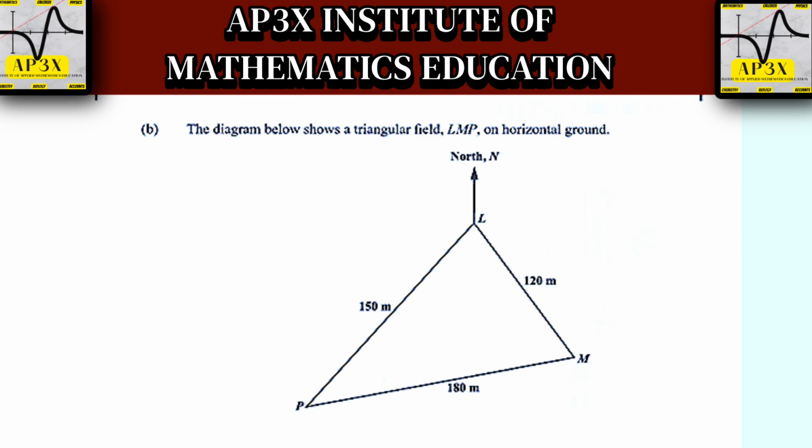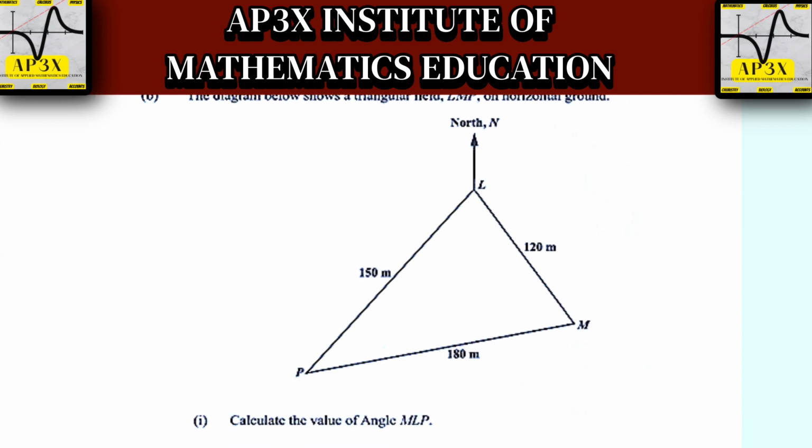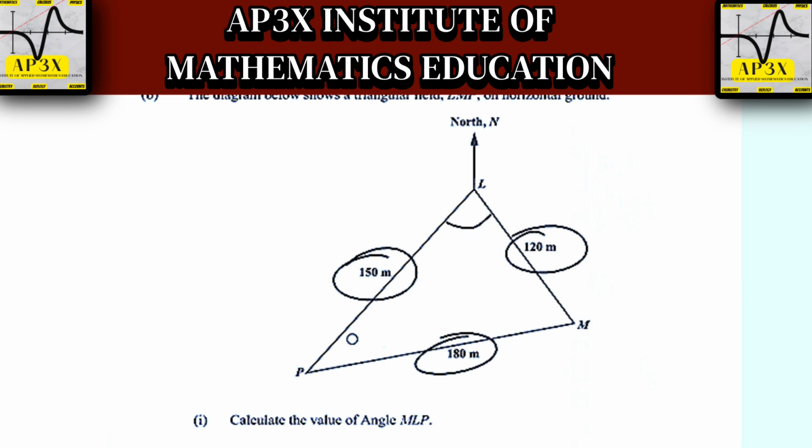Let's then move on to this other section of trigonometry. The diagram below shows a triangular field LMP on horizontal ground. We have a couple of measurements here: 120, 150, 180. Calculate the value of angle MLP. So it's this angle that we're looking for in here.